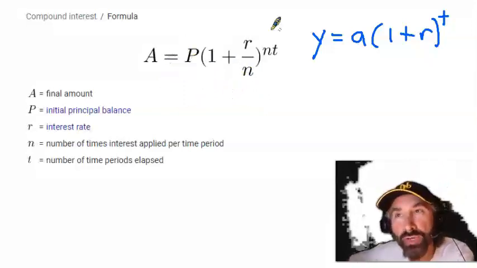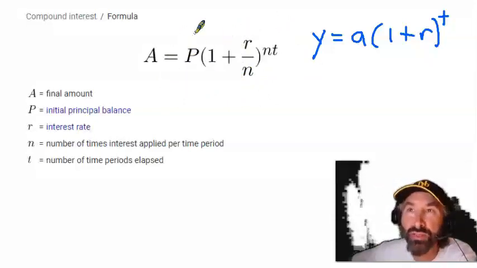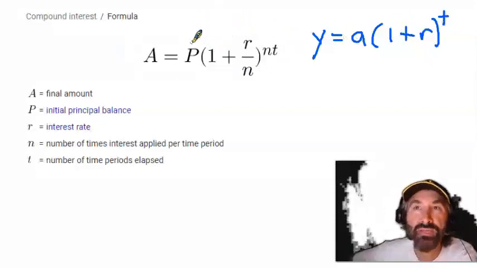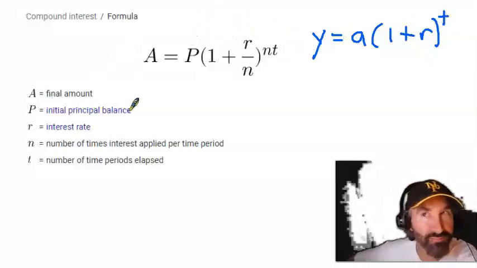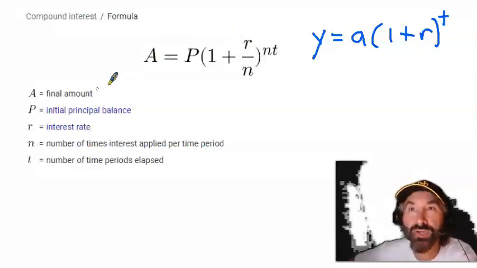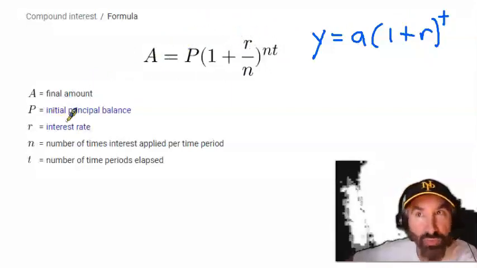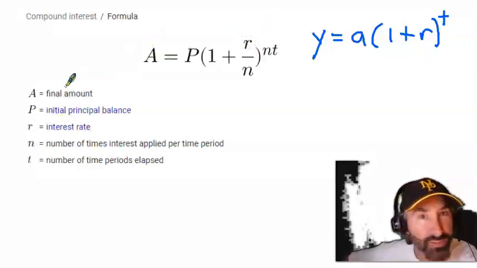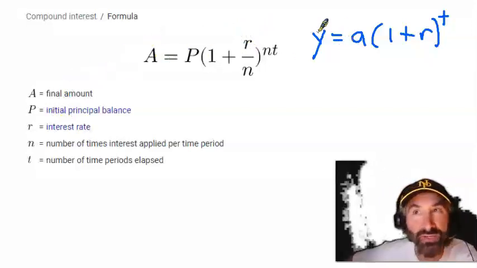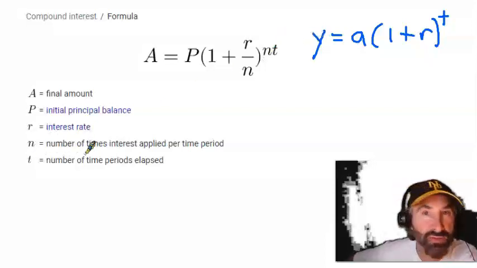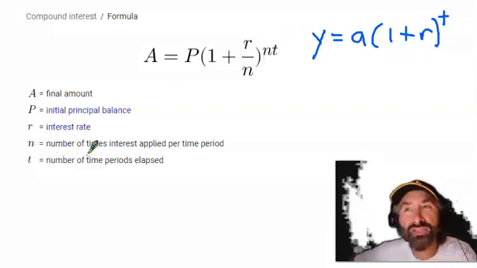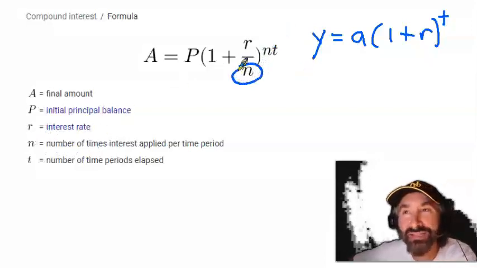So what I'd like to point out is this formula is very similar to this formula here. P is going to be the starting amount, also known as the initial principal balance. R is going to be the interest rate, just like we said before. A is going to be the final amount, just like Y was the final amount here. And T is going to be the amount of time. The thing that's different is this N guy. This is a little different, and it appears here and here.